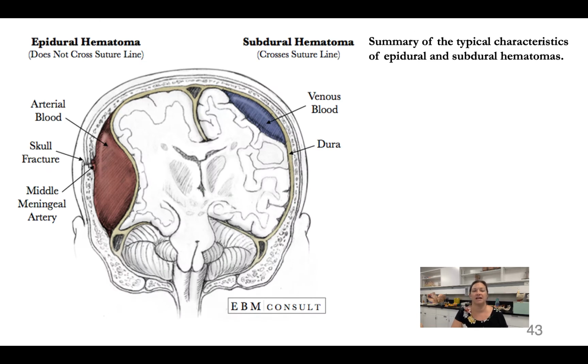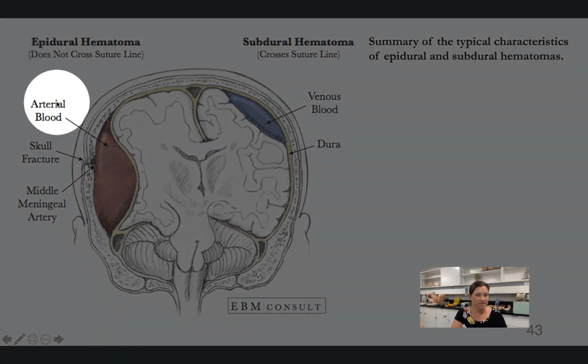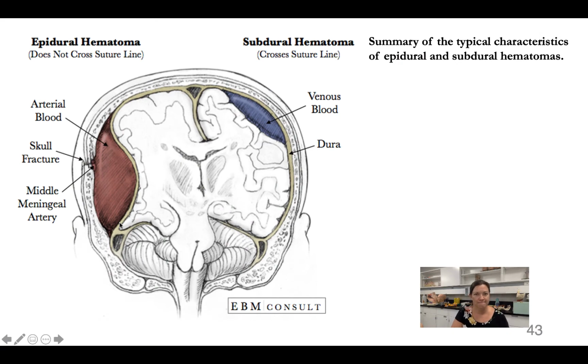So this is summarizing some of the typical characteristics of epidural versus subdural hematomas. The epidural hematoma is typically arterial blood. It could be secondary to a skull fracture. This is the typical case where the middle meningeal artery has been affected by a lateral skull fracture, filling this epidural potential space with blood. The blood does not cross the suture line of the bones of the skull, and so it punches out into this convex shape into the brain parenchyma, or the center of the brain.